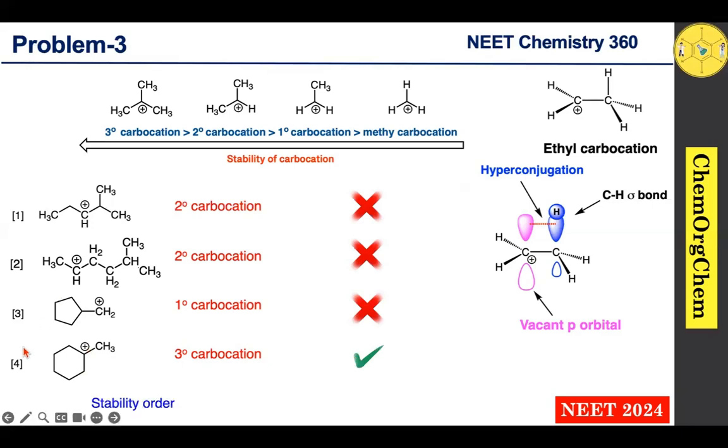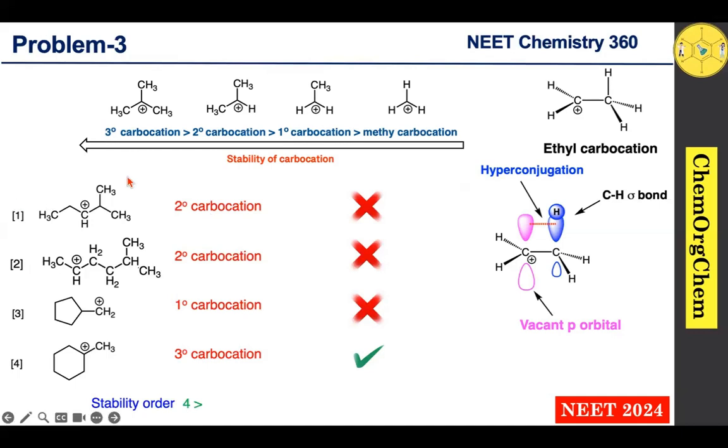Let's write down the stability order for these four carbocations. Here you see the fourth option is a tertiary carbocation. Therefore, that will have more stability. So tertiary carbocation is the most stable one. Therefore, the fourth option is the most stable carbocation. Let's move on to our secondary carbocations. There are two secondary carbocations present in these options. Let's figure out which one is the most stable.